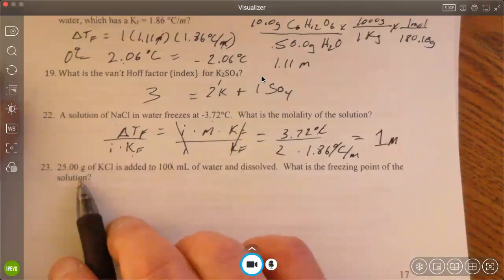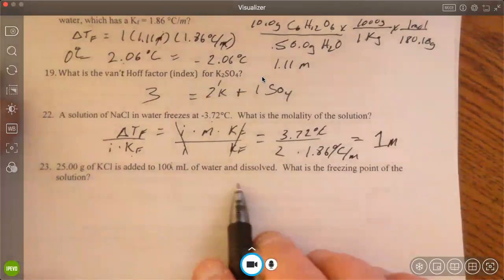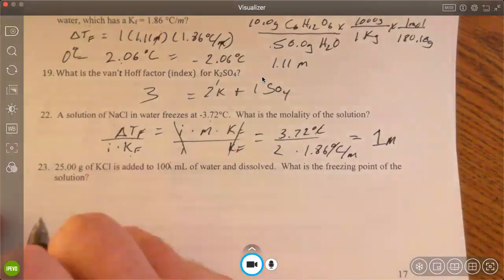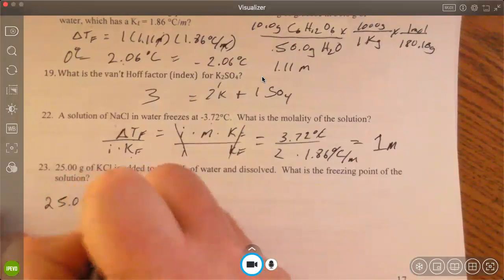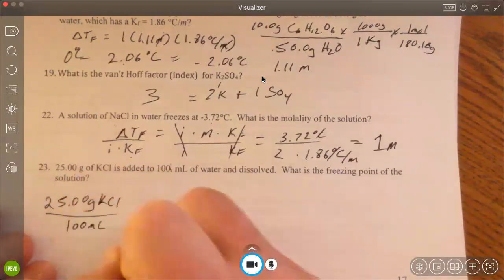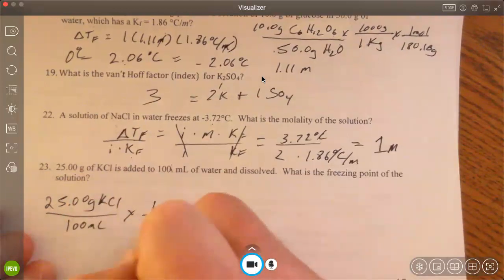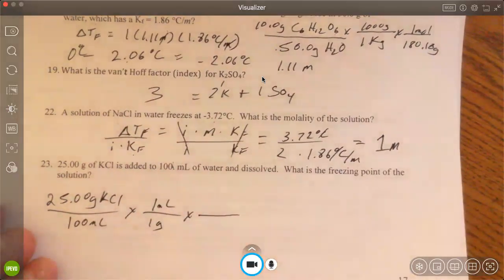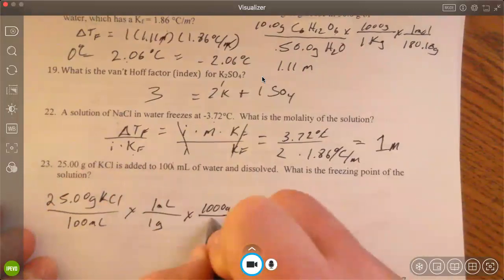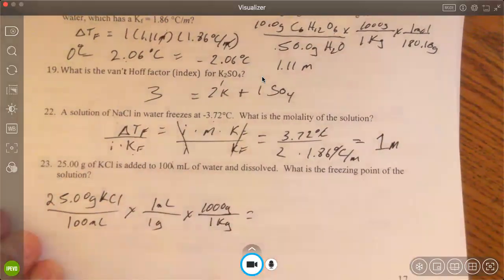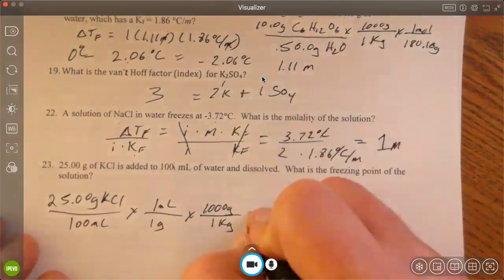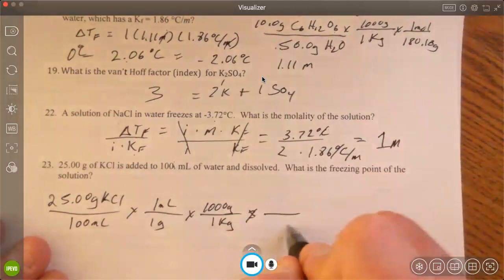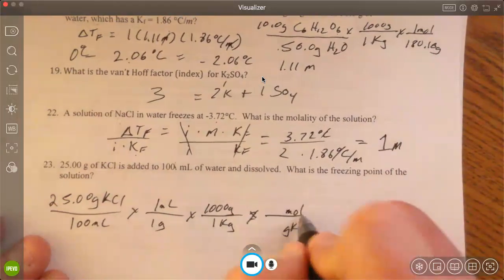Last problem, 25 grams of KCl is added to 100 milliliters of water and dissolved. What is the freezing point? So again, we're playing the same game again. We have 25.00 grams of KCl. We have 100 milliliters of water. We know every 1 milliliter of water is 1 gram because of the density of water being 1. And every 1,000 grams is 1 kilogram. That will give us molality. Oh, it will not give us molality because I need to also change the grams of KCl to moles of KCl.